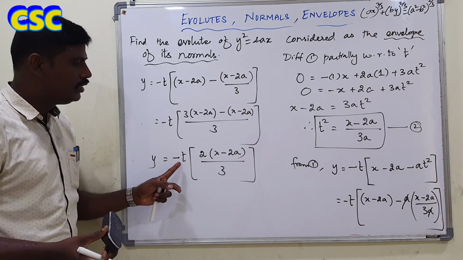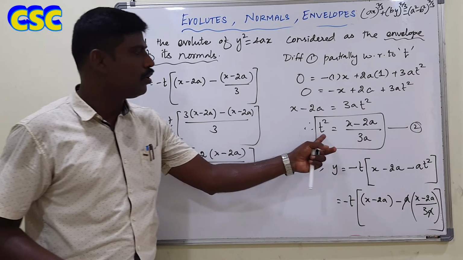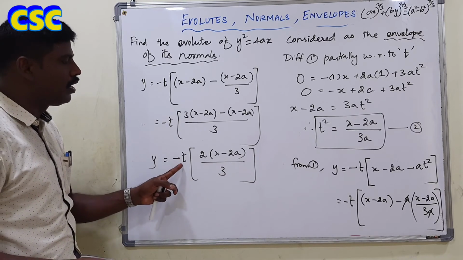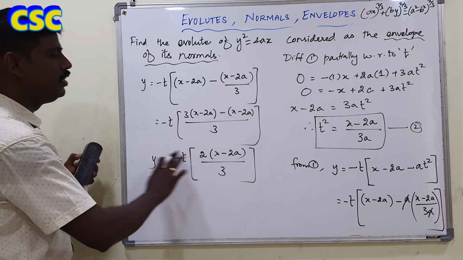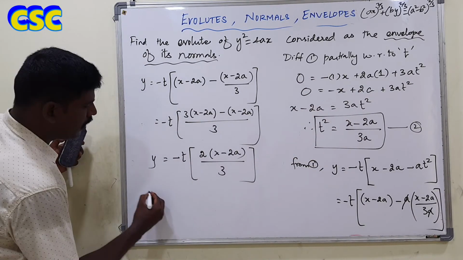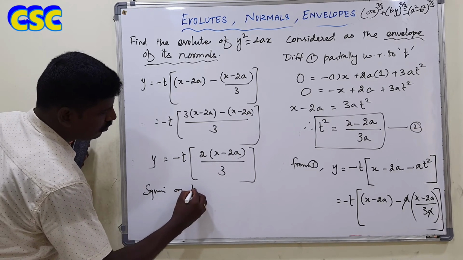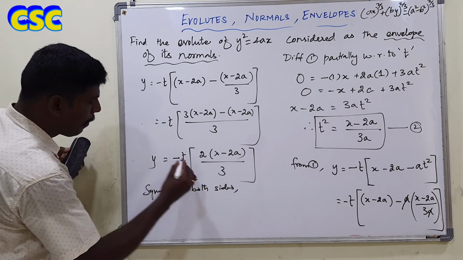Again, look here. The t is not eliminated here. So I know the value of t square, so I am going to square on both sides. This will become t square. Once again, I substitute the value of t square from 2. You can eliminate the t completely. Right? Squaring on both sides. So what will you get?